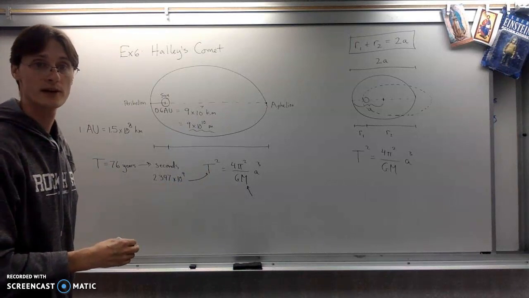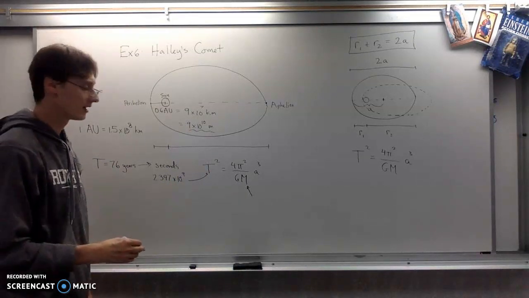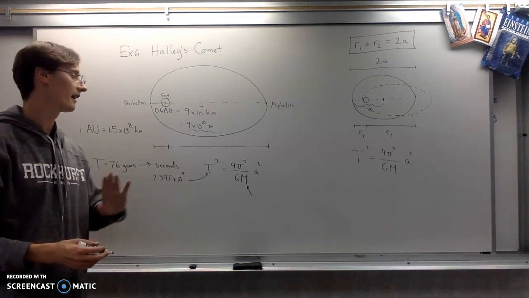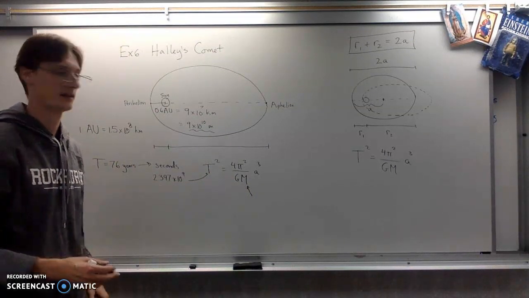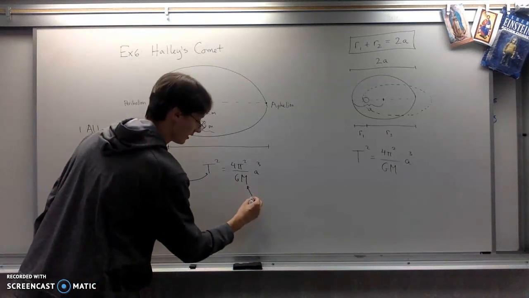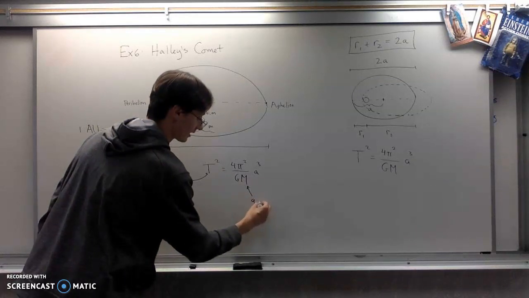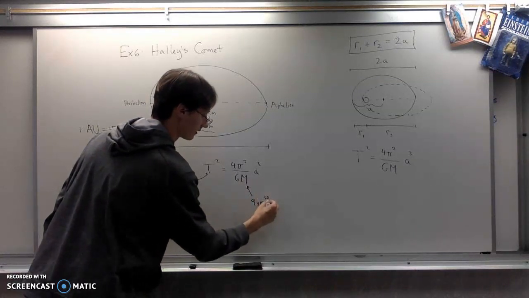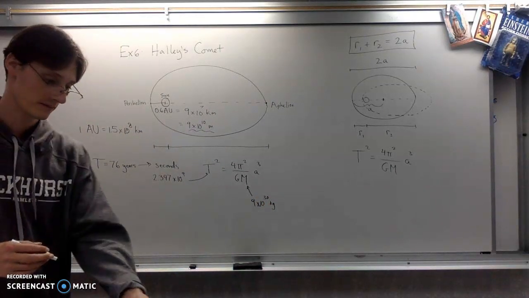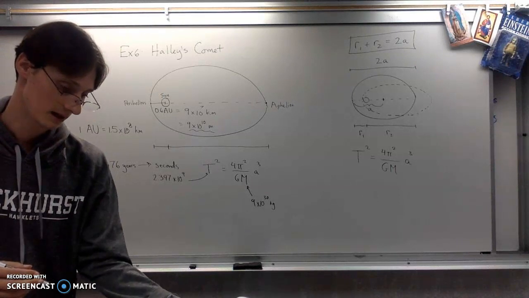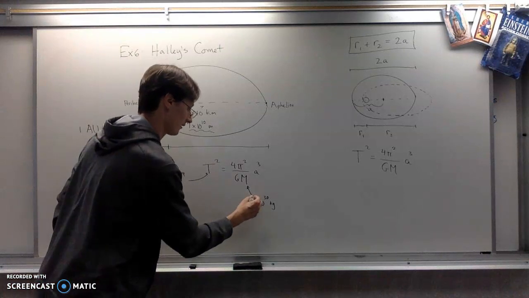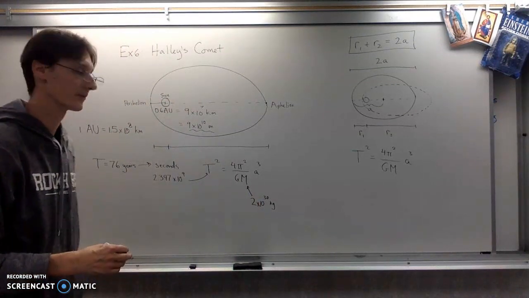Don't forget to square it. All right, now, the M here. Sometimes people plug in the mass of the Earth. Halley's Comet does not orbit the Earth. It actually orbits the Sun. So this should be the mass of the Sun, which is about 2 times 10 to the 30th kilograms.